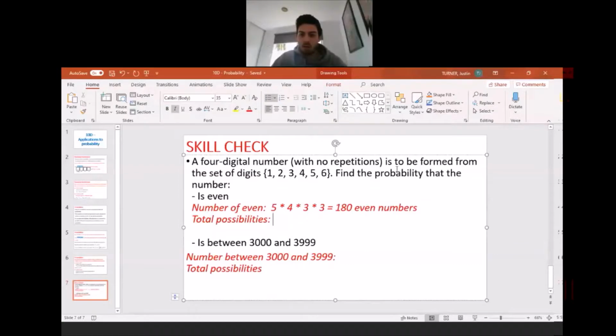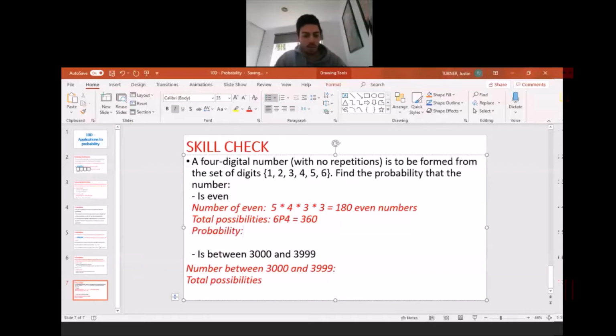We've got 6 numbers to choose from, choosing 4, so it's 6P4. Putting that in my calculator, I get 360. So the probability will be 180 even numbers out of a total possibility of 360, and that ends up being 1/2 or 0.5.